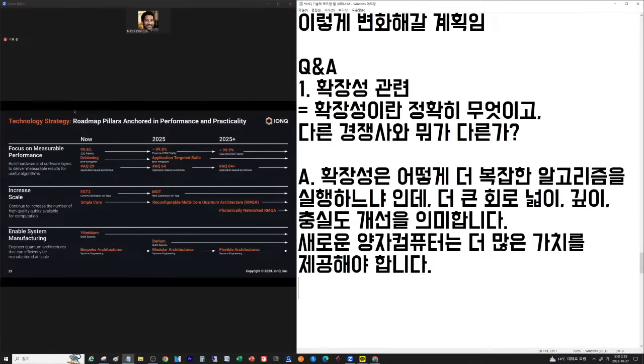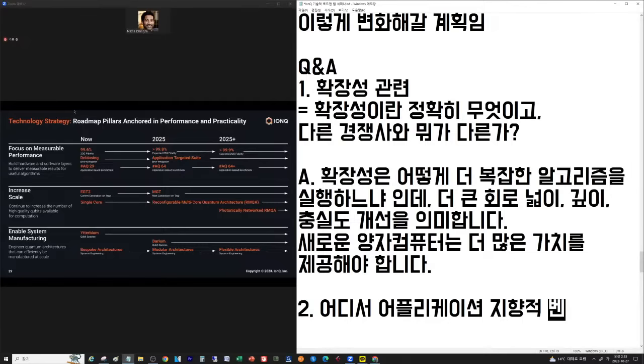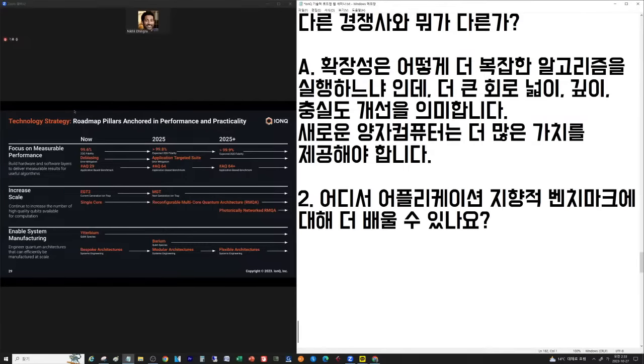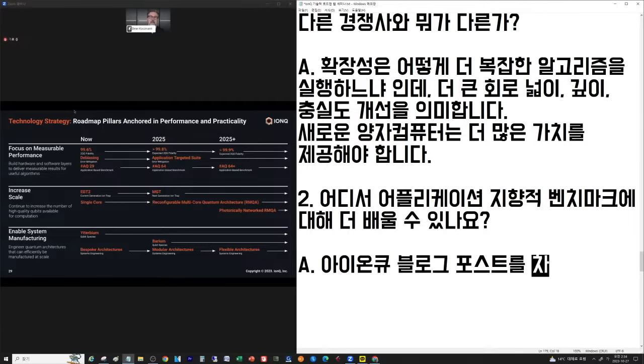The next question is, where can I learn more about your application-based benchmark, algorithmic qubits, or AQ? Is this the only metric that matters when thinking about a quantum computer's value? Right now we do have a blog post from back in February of last year that describes how we do the measurement for AQ.